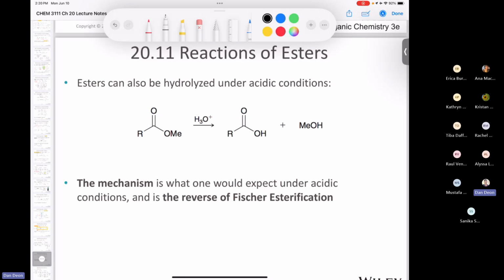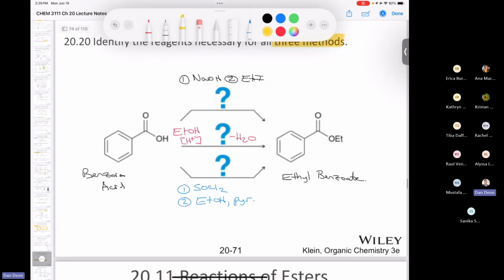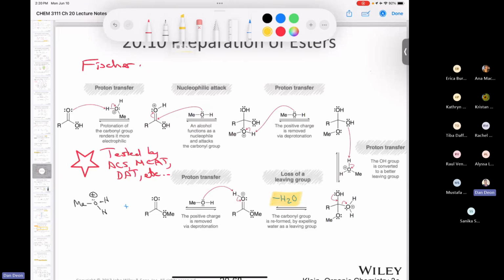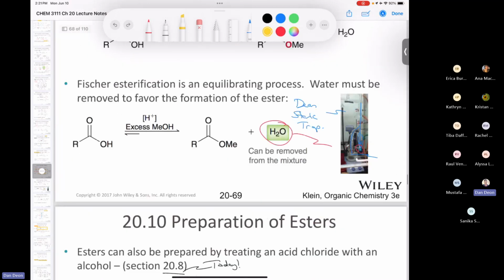But the mechanism, if you've never heard me say this before, listen to my words now: if you know a mechanism in one direction, so if I go back here to the mechanism of Fischer esterification, if you know the mechanism in this direction, making the ester, then if you do the reverse, if you start with the ester and you hydrolyze it, the mechanism in reverse is identical. It's the exact same mechanism. It's based off of something called the principle of microscopic reversibility. So if you know the mechanism in one direction, the mechanism in reverse is just reversing all of the arrows. And that's all it is.